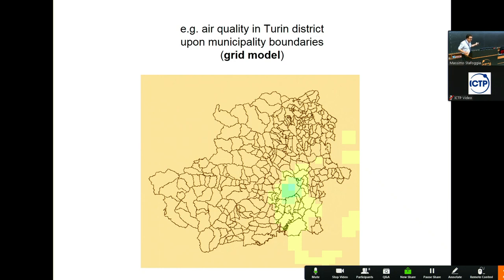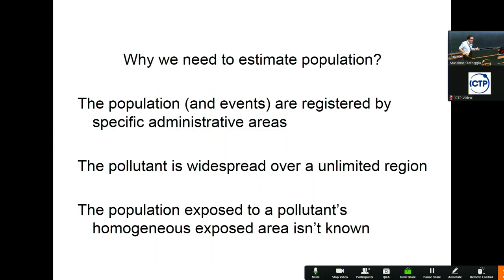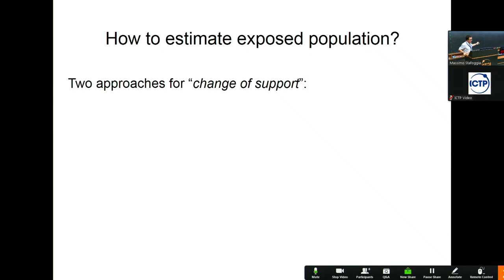Okay, so this is another example from the same area. So why do we need to estimate population? Again, this is quite intuitive. We have the population and events which are registered by specific administrative area, whereas the pollutant is widespread and comes from a different model, and so it's on a different spatial scale. Okay, how to estimate exposed population?